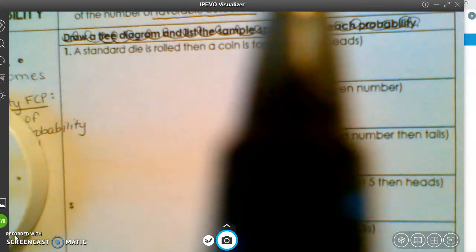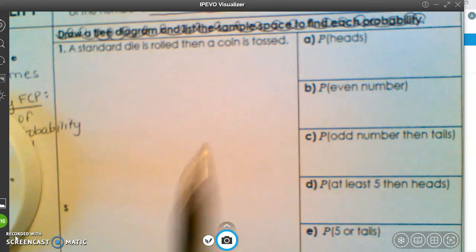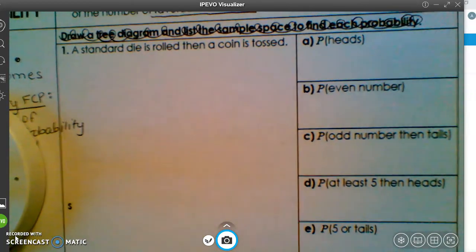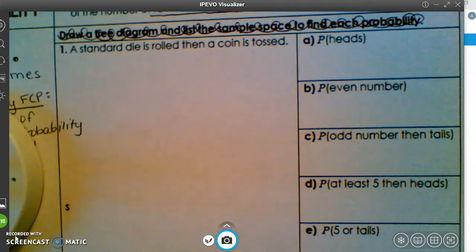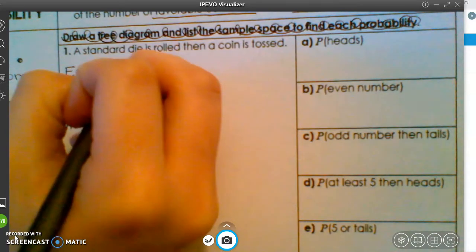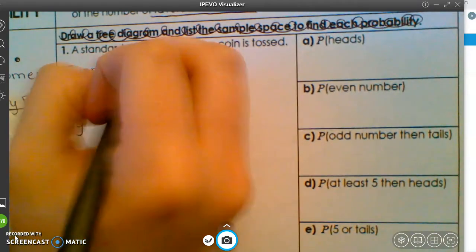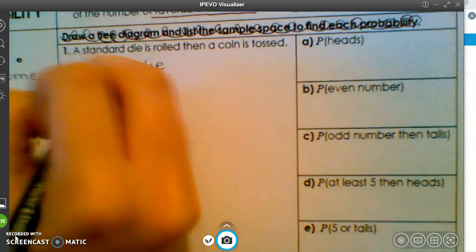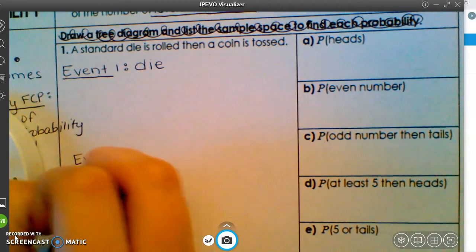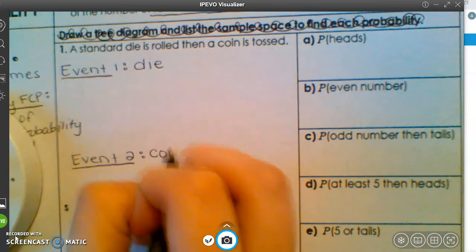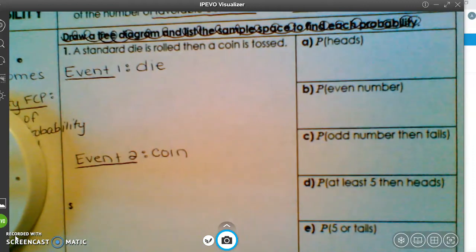So, number 1, says a standard die is rolled, then a coin is tossed. Okay, so a standard die is rolled, then a coin is tossed. So I'm going to go ahead and write out my events. So event 1, I'm going to do the dice. So we're rolling a die. Event 2 is tossing a coin. So does everyone see that? We're rolling a dice, then we're tossing a coin.